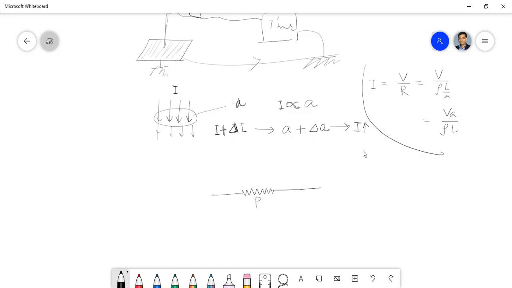Suppose we have a resistance R, and through it, suppose a current I is flowing. Whenever this current I is flowing, generally there is a voltage drop in opposition, that is IR. When the current is increased, the drop becomes increased. That means there is an opposition to this increase in current.